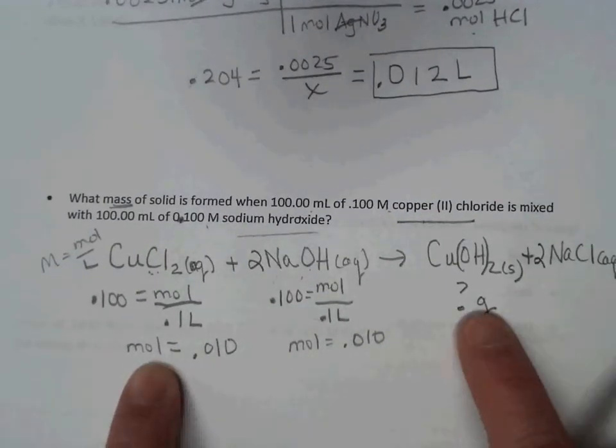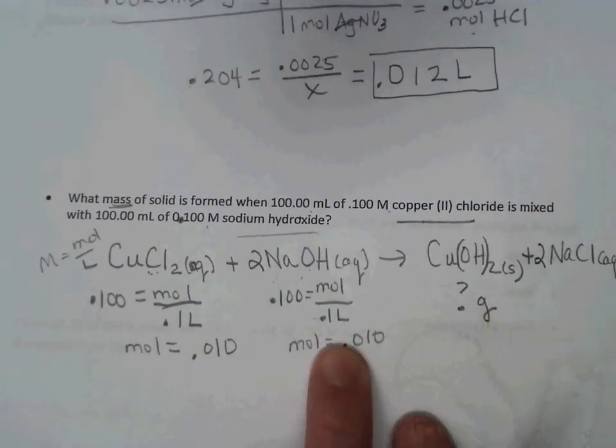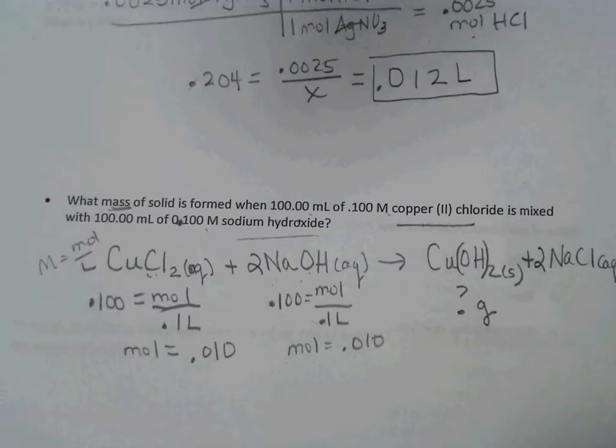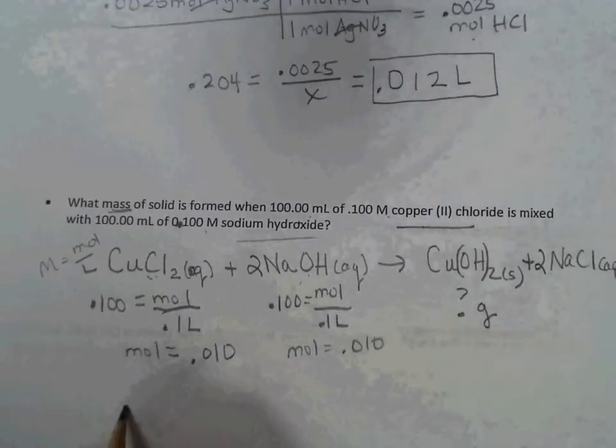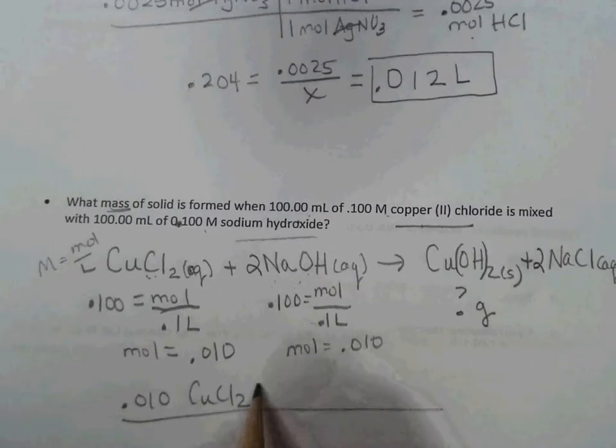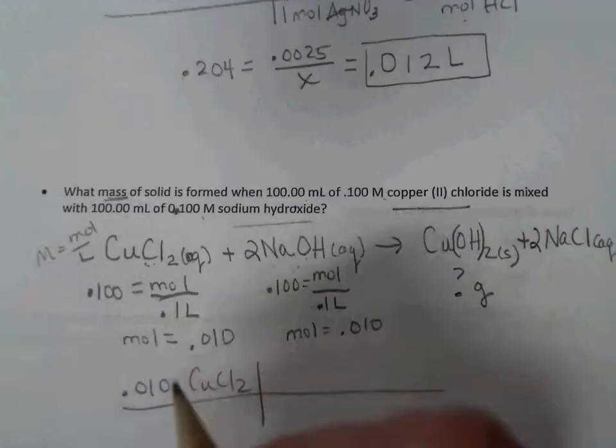Can I use a picket fence to go from moles of this to grams of this? Yes. And then I can use another one to go from moles of this to grams of this. Why do I need to? To find which one's limiting me, right? I'm not going to produce any more than the least amount that I get from my two picket fences. I can't produce any more than that. And this is an easy picket fence. Look, 0.010 copper 2 chloride.